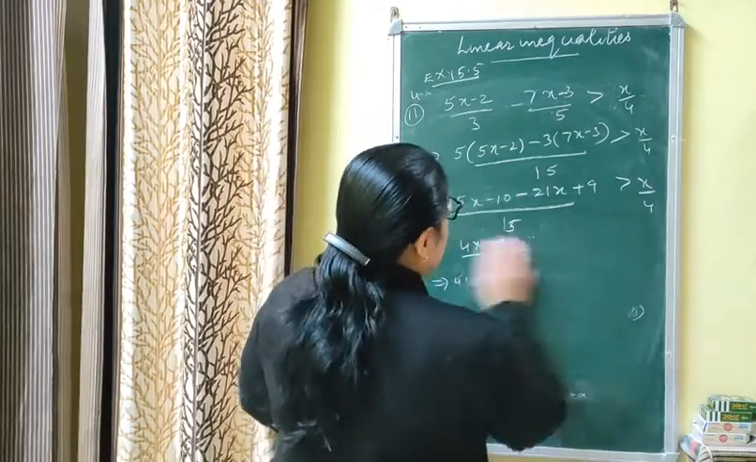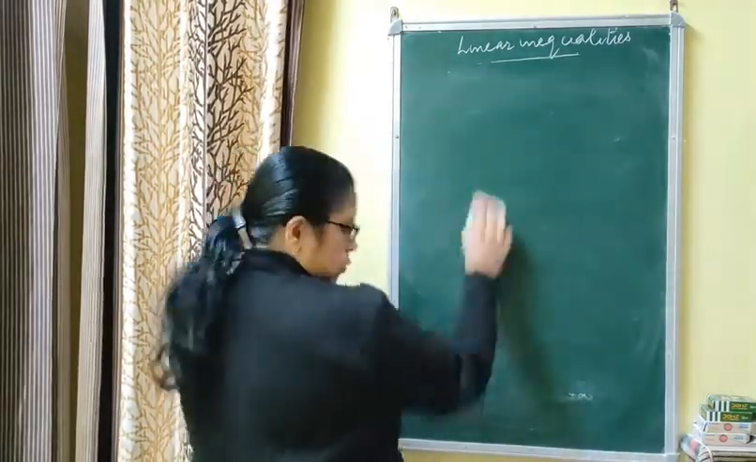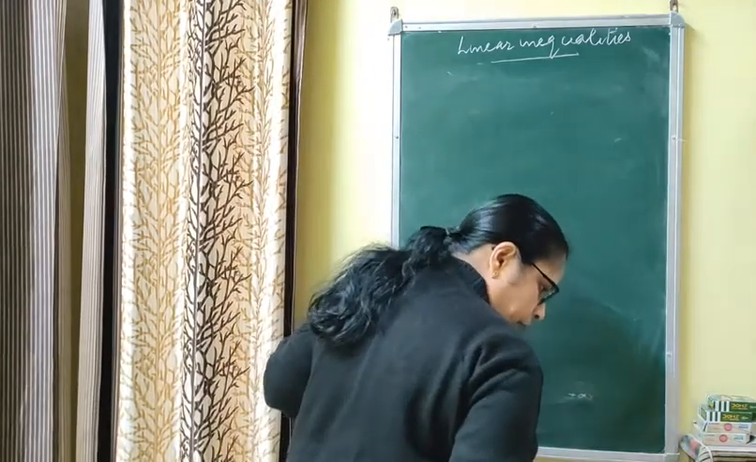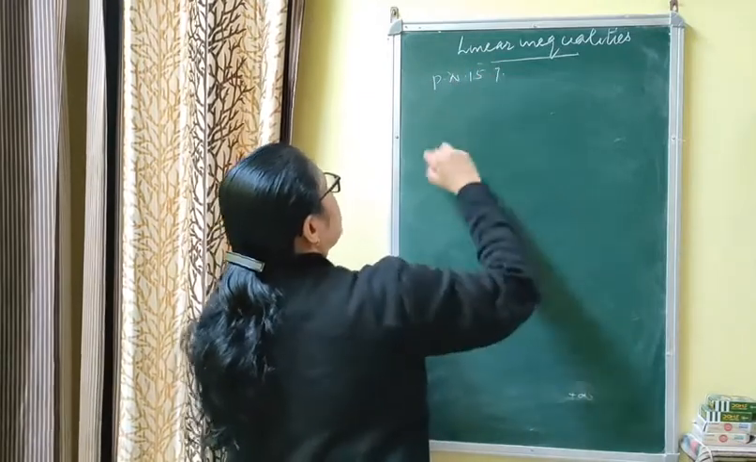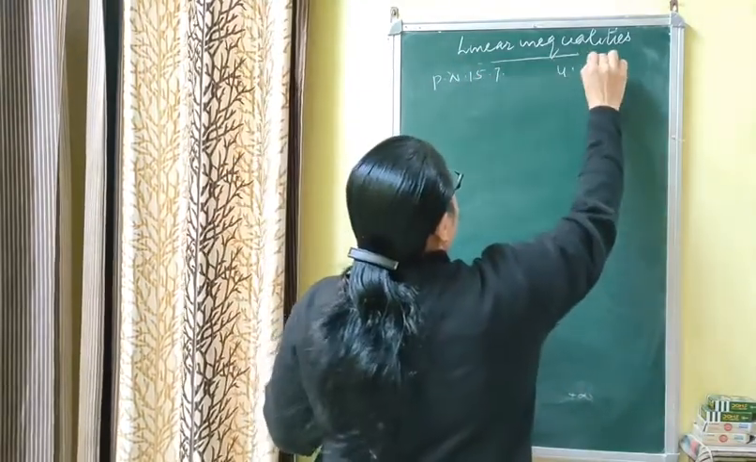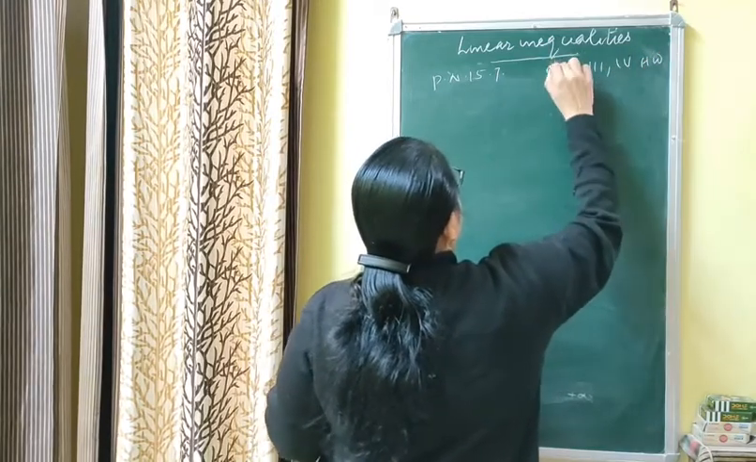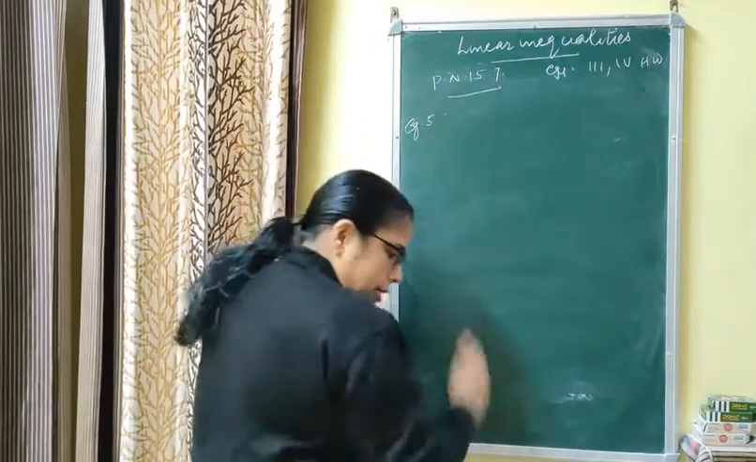Now, the remaining two parts you can do by yourself, same pattern. Next question, I am doing page number 15.7. That means fourth question, third and fourth part are homework, example 4. Now page number 15.7, let us discuss the question, example 5.